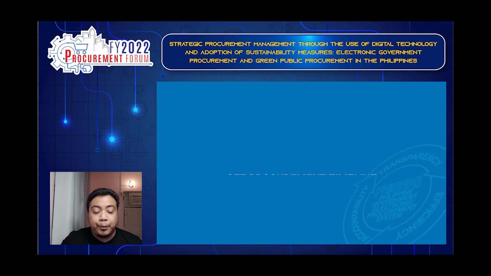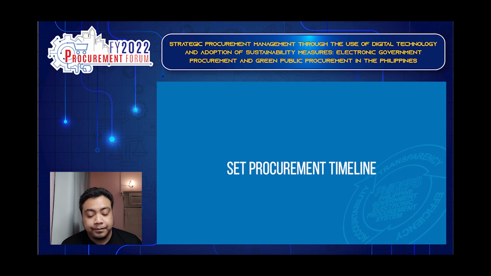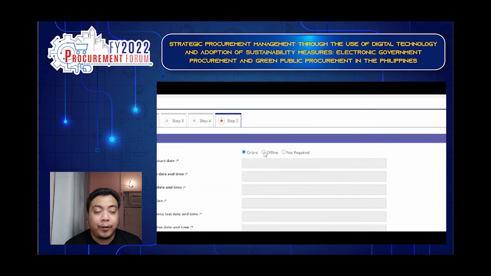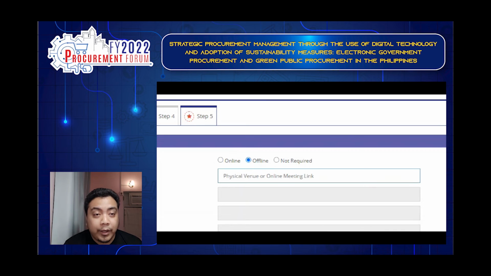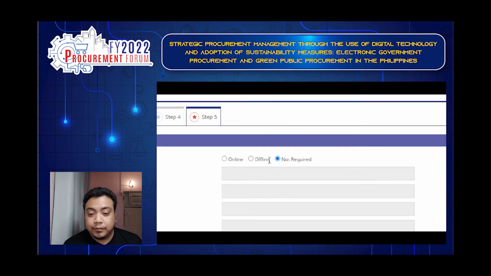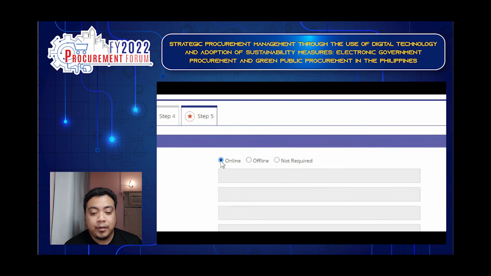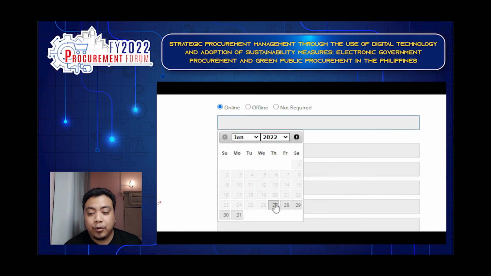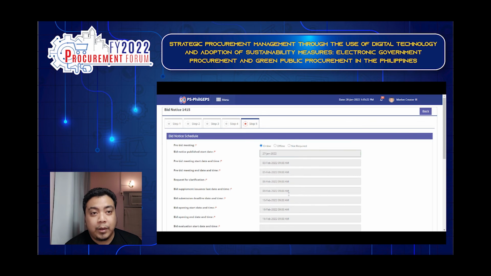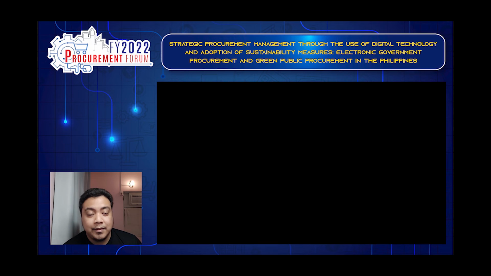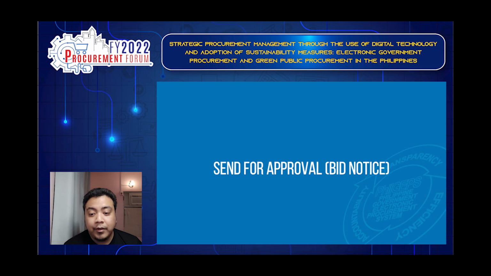And then we set the procurement timeline. So on step 5, pwedeng online, pwedeng offline, or pwedeng not required. And then for online, can set the dates. And then yung mga dates na nasa baba, that will be based on the agreed timelines, based on the 9184.